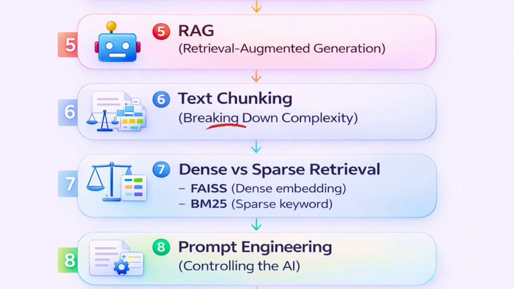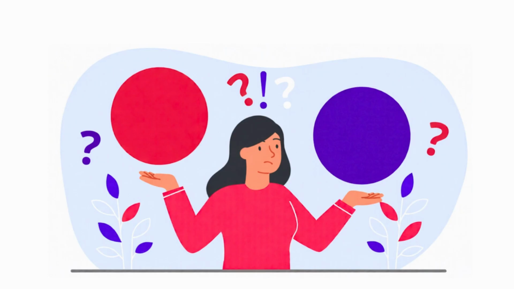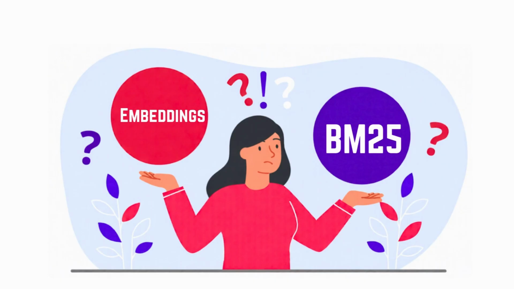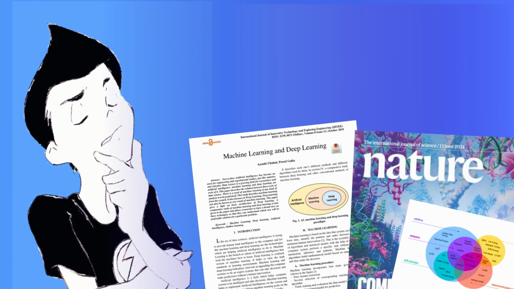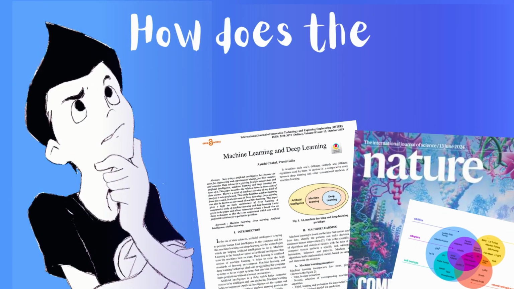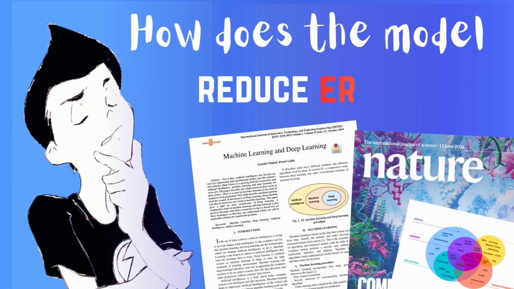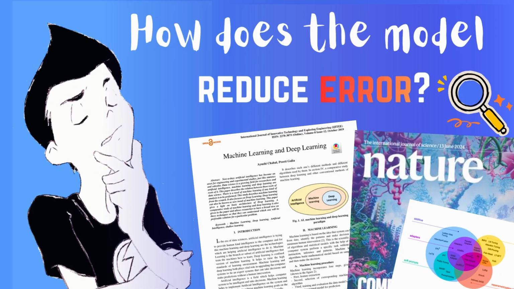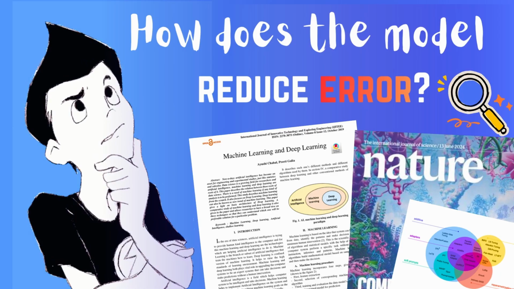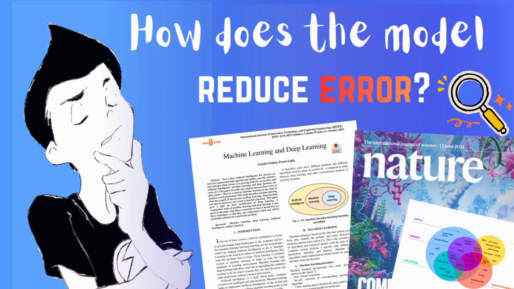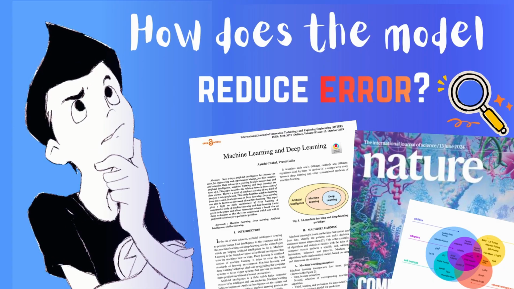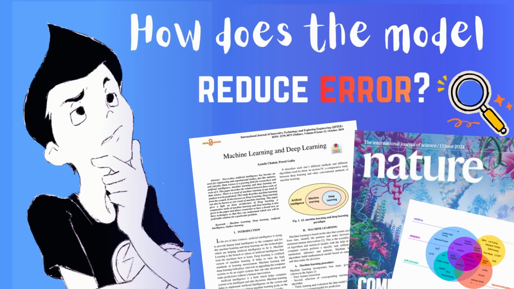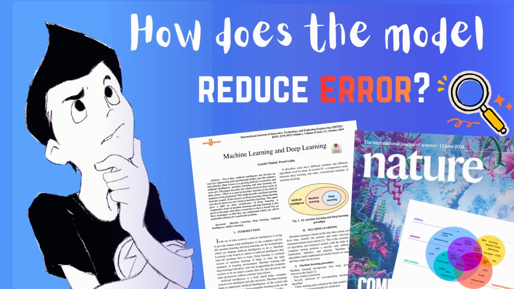Now, let's focus on dense versus sparse retrieval. Your system uses both dense embeddings and sparse BM25 retrieval. Let's understand this with an example. Suppose a user asks, how does the model reduce error? The paper might say, minimizing loss function. Dense retrieval understands that reduce error and minimize loss mean the same thing. But if the user asks, where is the loss function defined? Sparse retrieval or BM25 will find the exact matches.